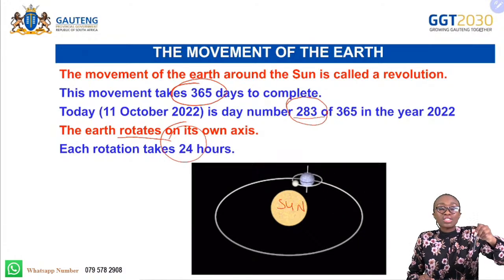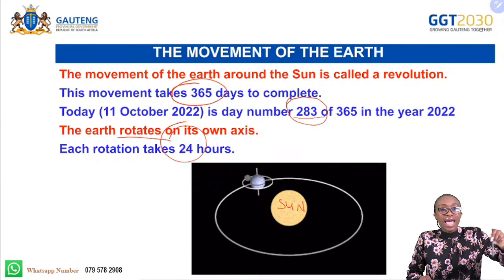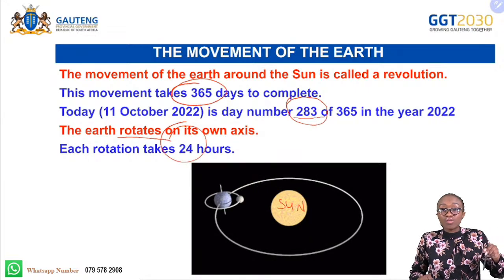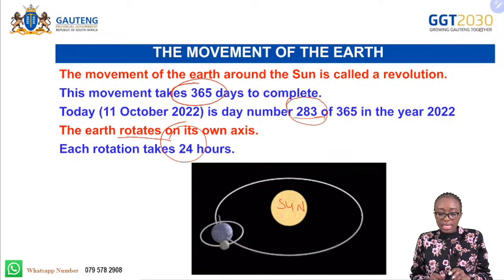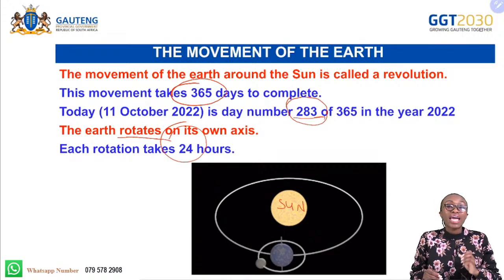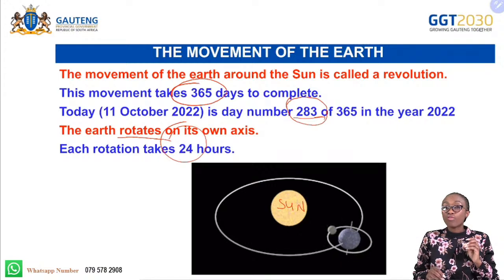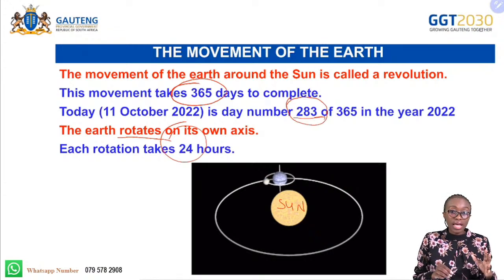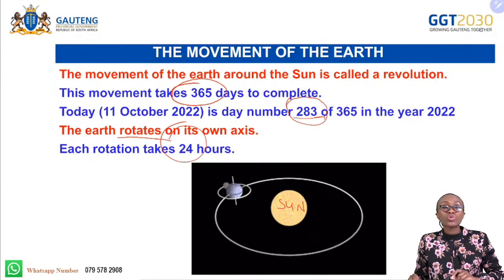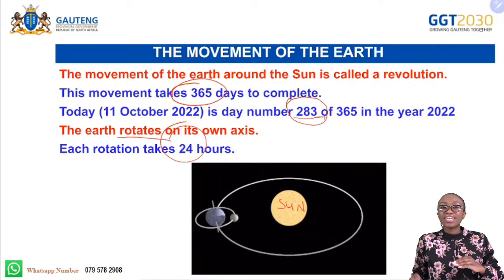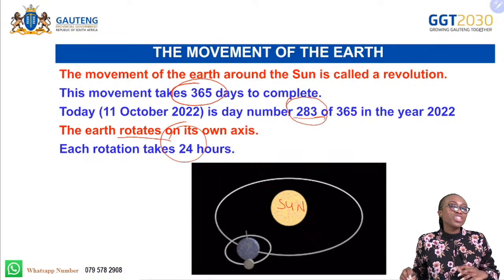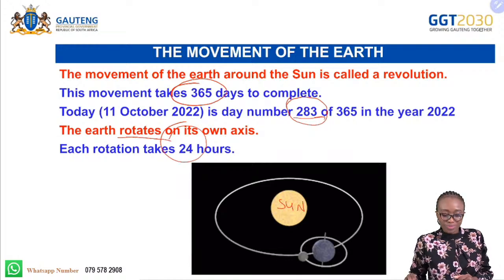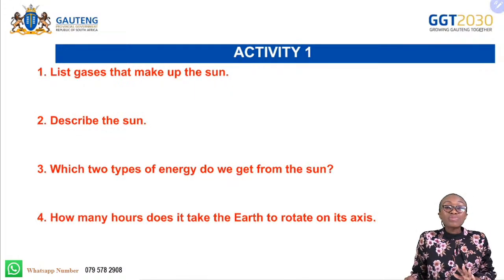The earth is rotating on its axis as it revolves around the sun. Like I said, today is day 283 out of 365 days of the earth revolution around the sun. So I leave it up to you to calculate how many days the earth is left with to finish its revolution. So now let's move on to activity number 1.